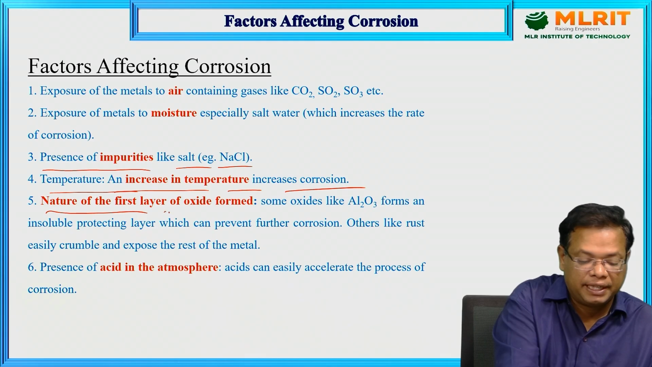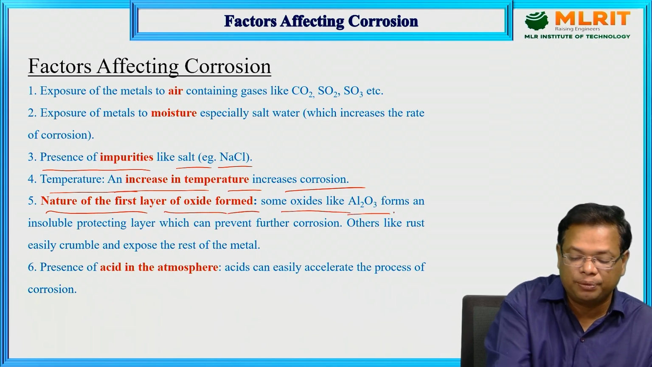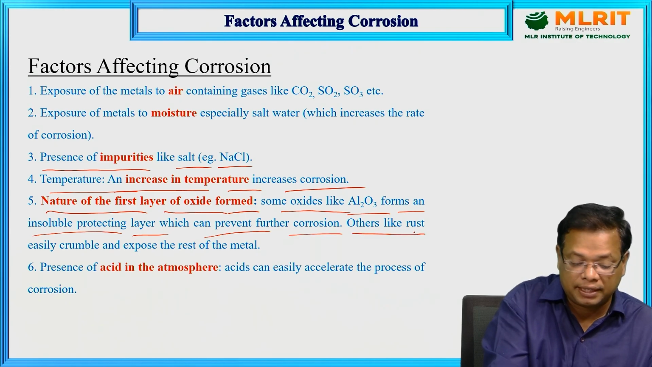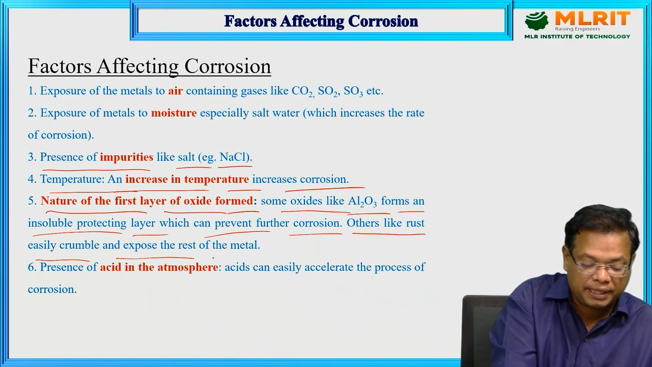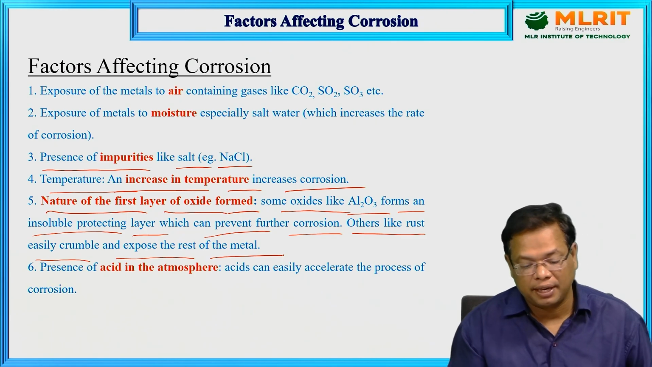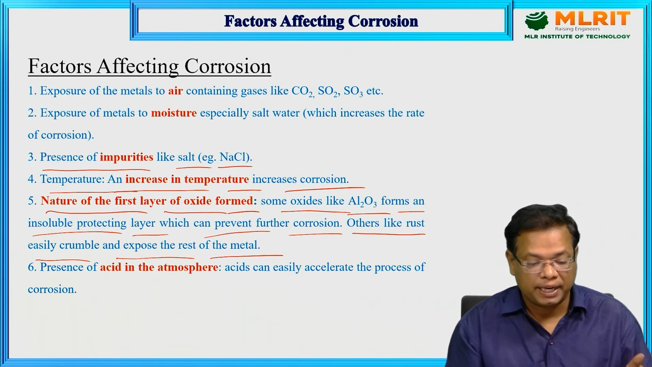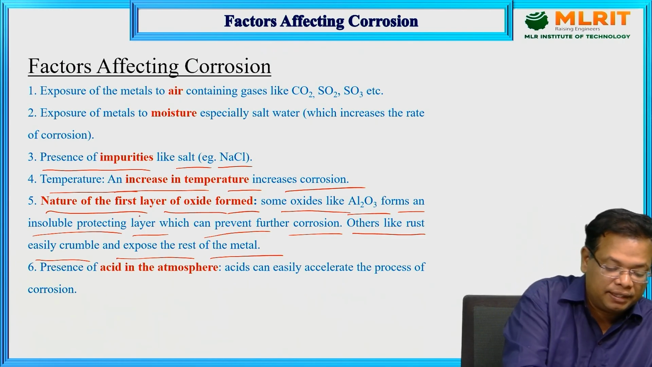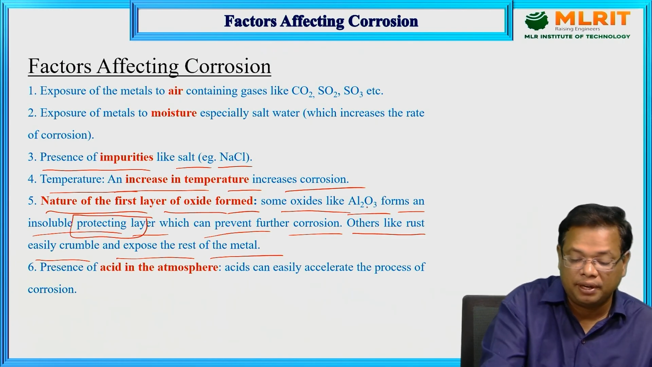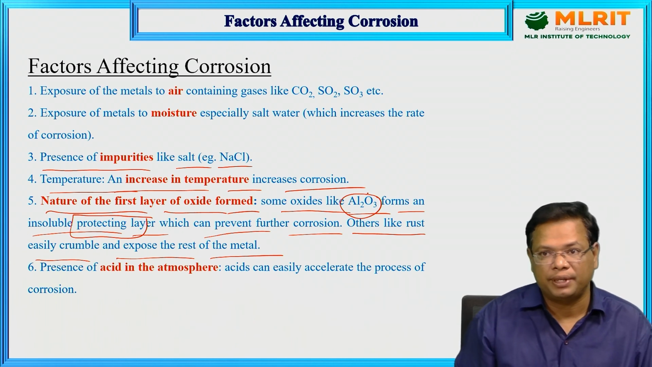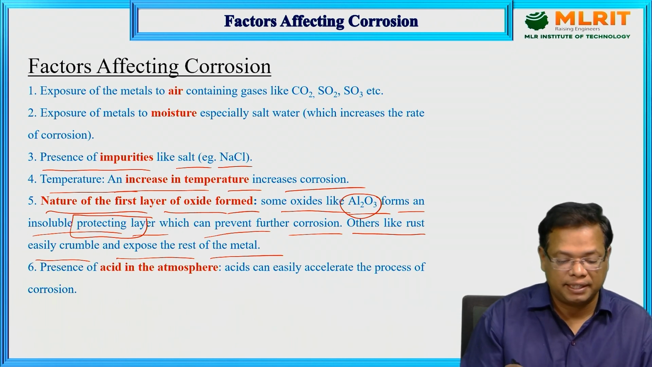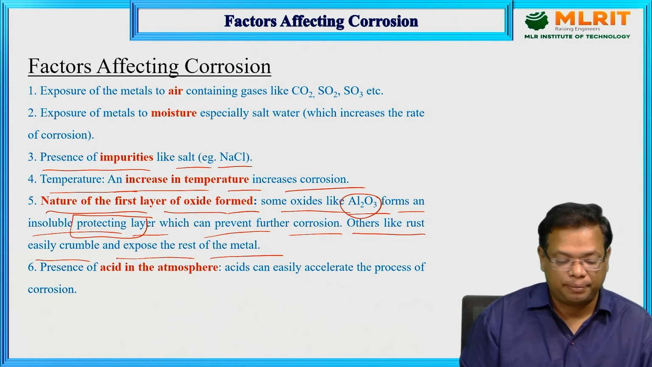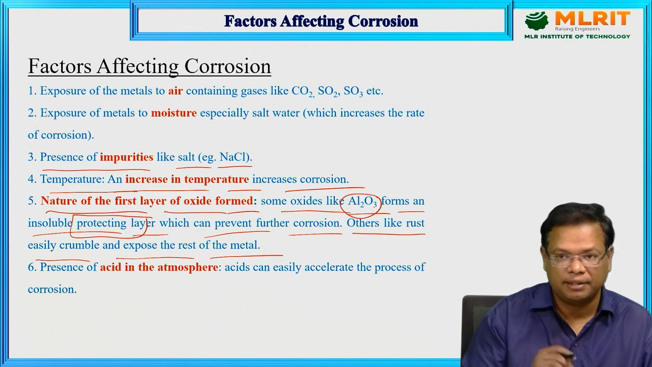Nature of the first layer of oxide formed. Some oxides like Al2O3 form an insoluble protecting layer which can prevent further corrosion. Others like rust easily crumble and expose the rest of the metal. So some metals always try to protect the remaining layers of the metal by forming a protecting layer. For example, aluminum will form the Al2O3 protecting layer, so that further corrosion will be stopped due to the protecting layer. Some metals have this kind of nature.